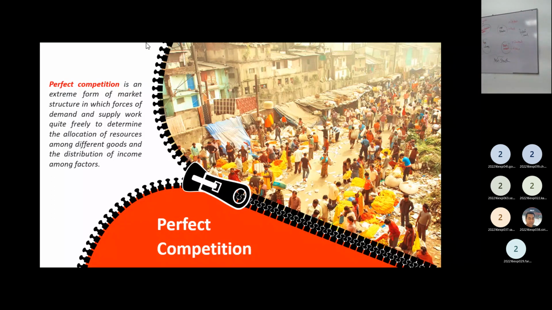Here it says, in a very simple way, perfect competition is an extreme form of market structure. Why extreme? Because it's perfect. It is a market structure in which forces of demand and supply work quite freely to determine the allocation of resources and the distribution of income among factors, because everything is perfect in this market structure. Resource allocation is perfect, we assume, and distribution of income is perfect, but it is not practical. For us to understand the imperfections in reality, we have to learn about perfect competition.